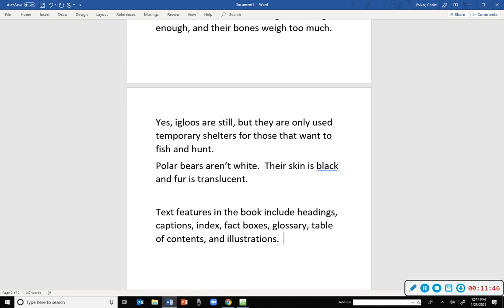Okay. Now, explain how using these help you become a better reader. How can using text features help you become a better reader? Think about it. I'll give you a starter. They provide information. There you go. They provide information you may not find in the paragraphs. Good.